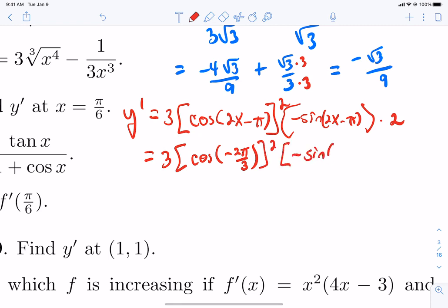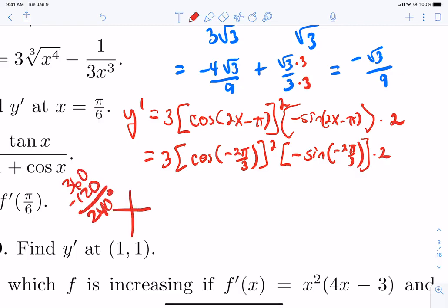And the same thing is going to happen here. Well, what in the heck is negative 2 pi over 3? Well, negative 2 pi over 3 is negative 120. And if we do 360 minus 120, that lands us in the 240 spot. So like if we go back and think about the unit circle, that's right here.